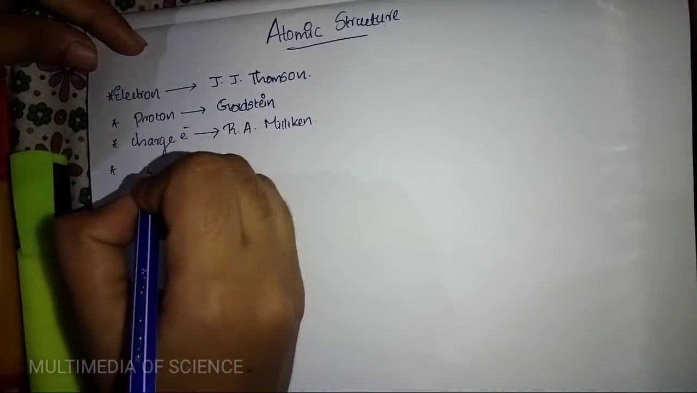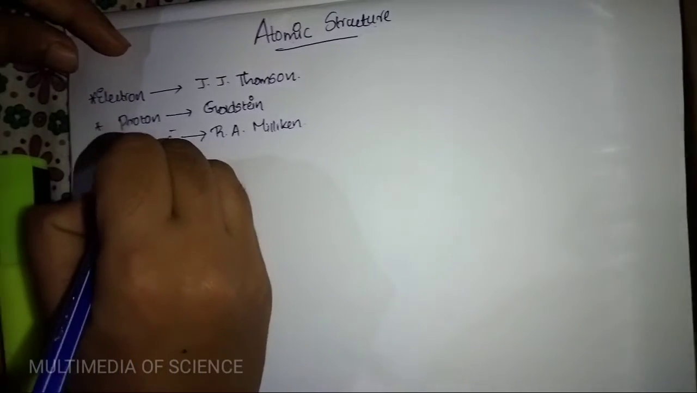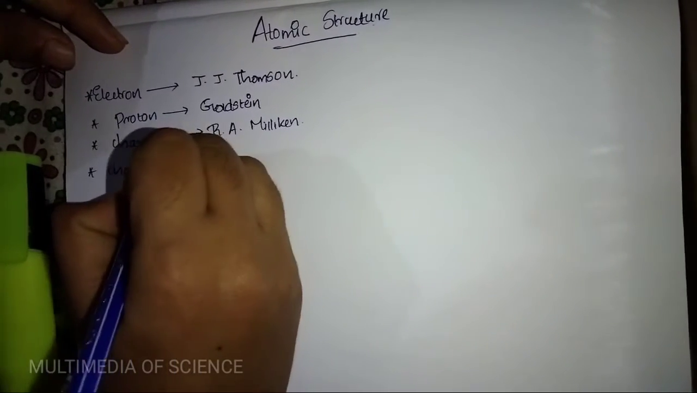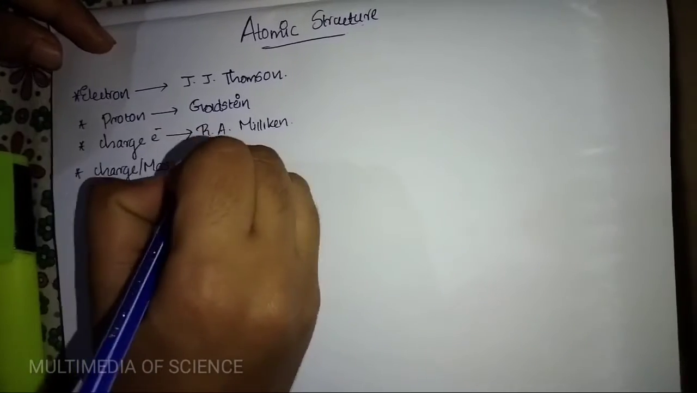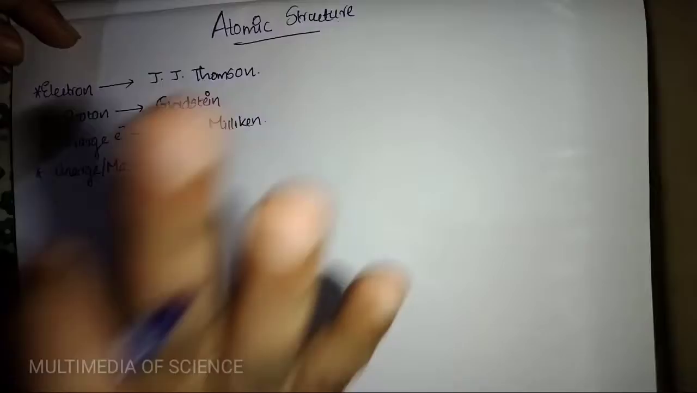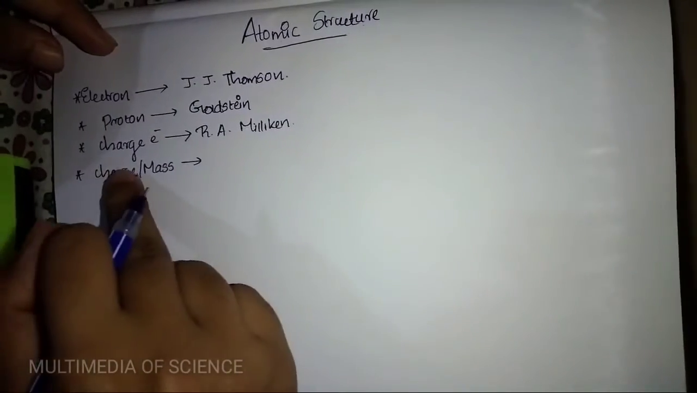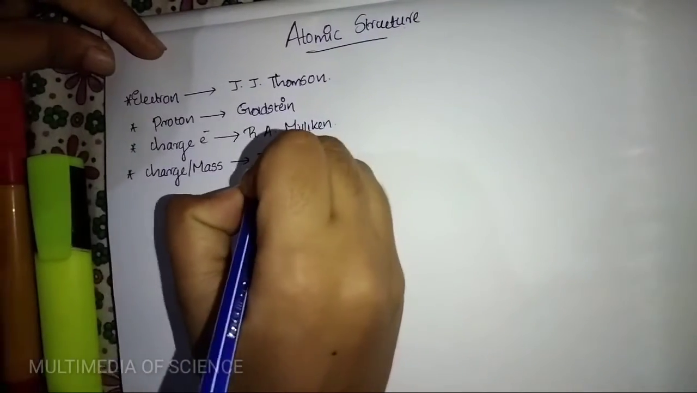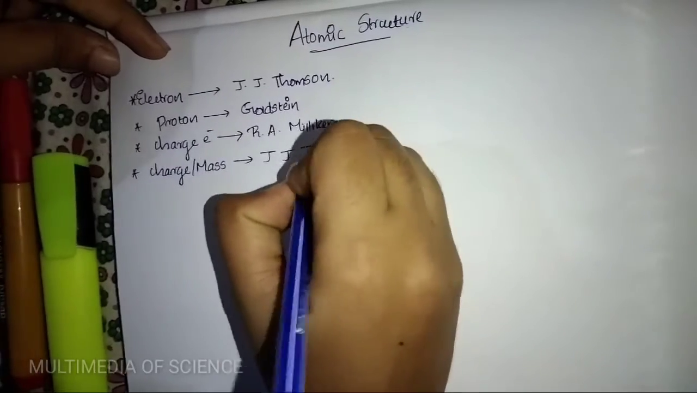Next is about the charge by mass ratio. The charge by mass ratio was discovered by the same person who discovered the electron, J.J. Thomson. It is also by J.J. Thomson.